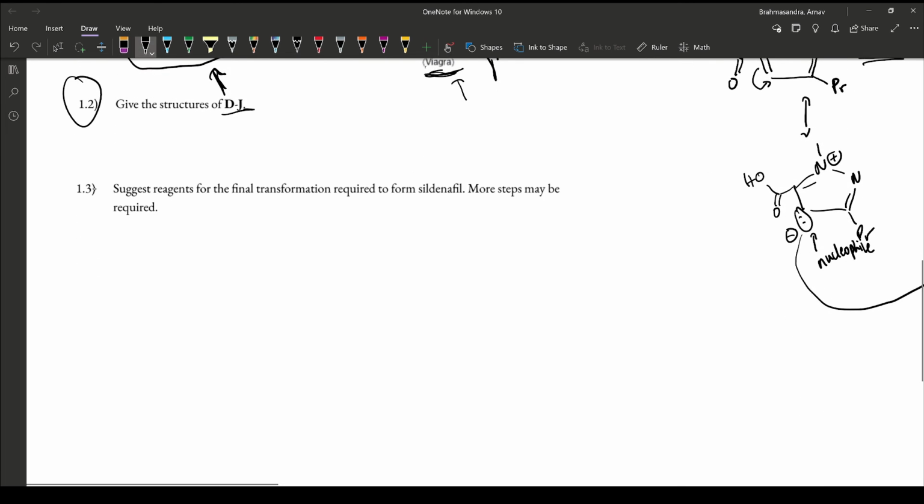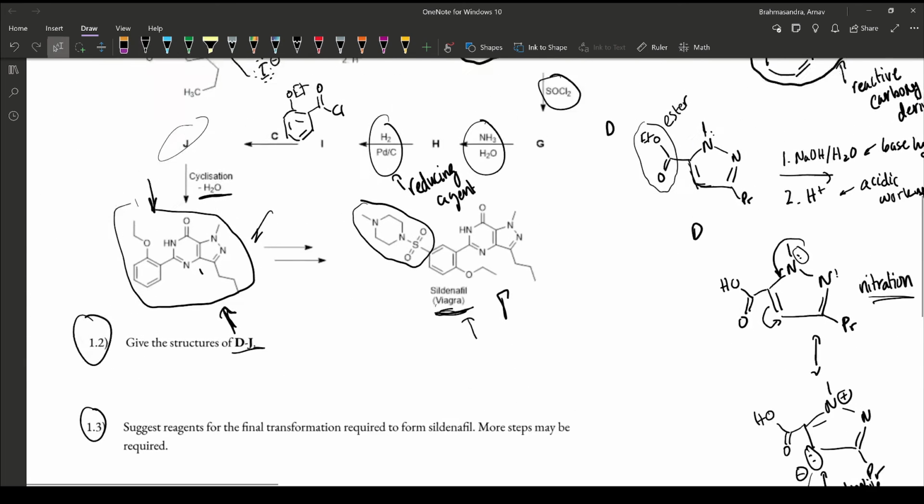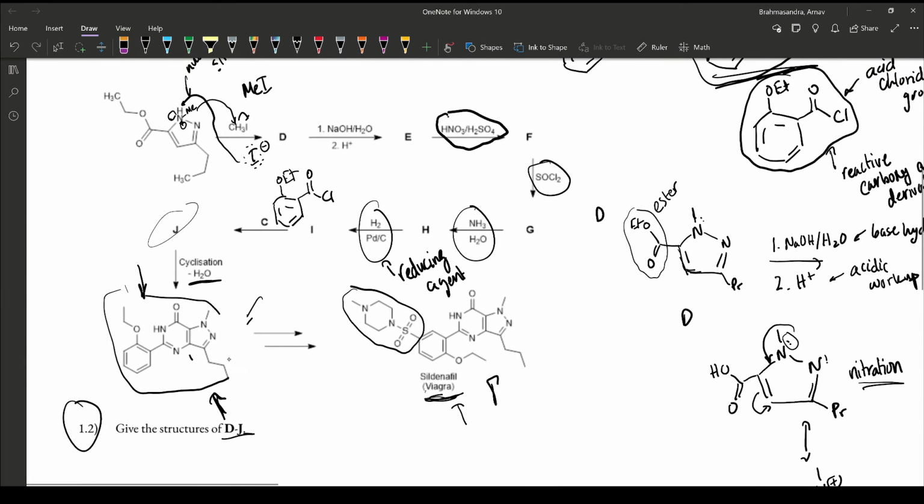So that's what 1.3 is asking. Suggest reagents for the final transformation required to form the active compound. More steps may be required. So you can see we have our second to last compound here, and we want to look at the differences between this and the actual compound.